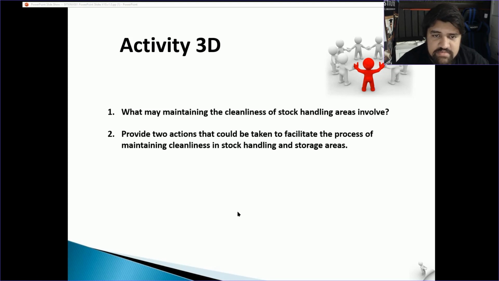What may maintaining cleanliness in stock handling areas involve? So cleaning, sweeping, organizing, having proper storage areas and equipment, making sure the equipment is functioning, making sure you have a schedule. Maybe you might have somebody just employed to clean and maintain those areas, depending on how big your business is. Things like that.